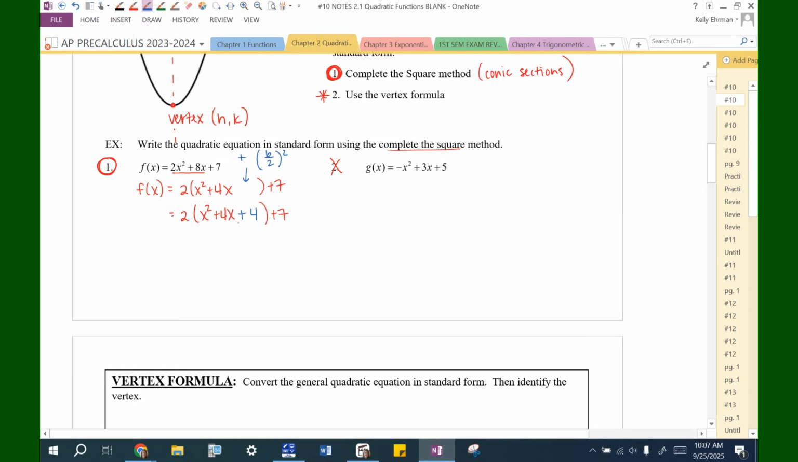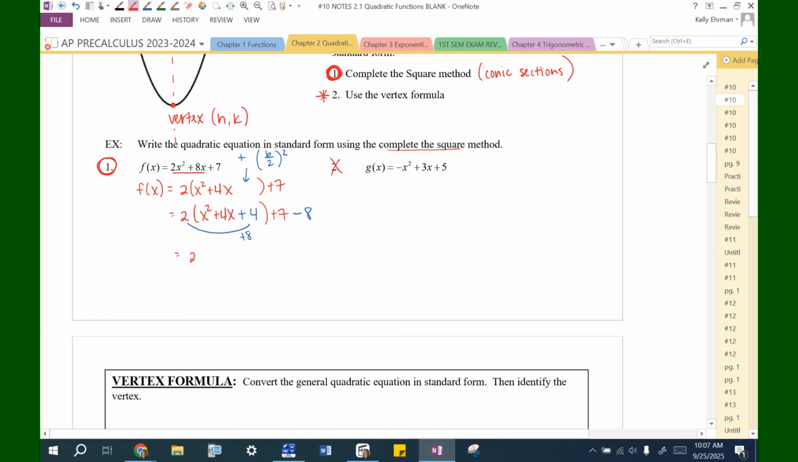Now, you can't just go adding numbers to an equation without changing the equation. So if I've added a number to the equation, I need to balance it out by subtracting it as well. I did not just add 4, though. I actually added 2 times 4. I added 8 to this equation, so I balance it by subtracting 8.